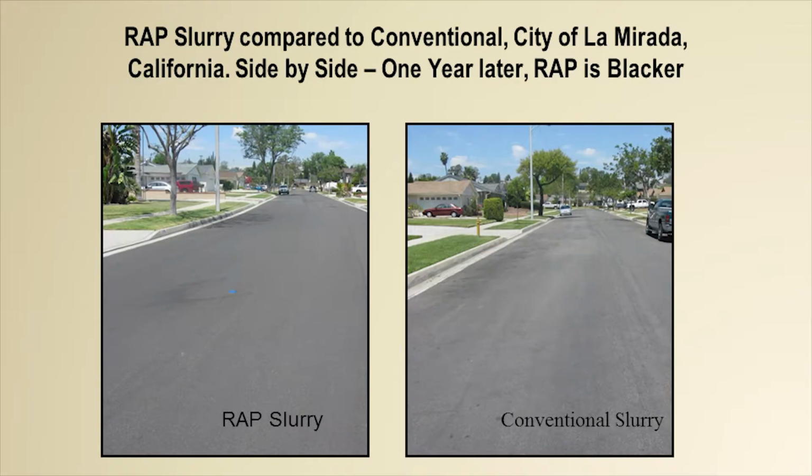aggregate. And I am never going to tell you that it's going to be a black rock. It's going to be black slurry. But what it does do is it ages a little less. You look at this 2 years later, same project where Mirada was looking at switching over. You can look at the conventional slurry, and you can look at the RAP. It just looks a little bit better.